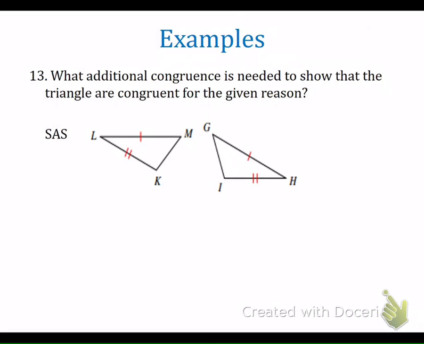Now we're switching gears a little bit. This says, what additional congruence is needed if I want to use this one? So if I want to use side, angle, side, what do I need? You need the angle L, and that would need to go with which one? Angle H. So the information that is missing is that angle L is congruent to angle H. If you knew that angle L was congruent to angle H, you could use the side angle side congruence postulate.